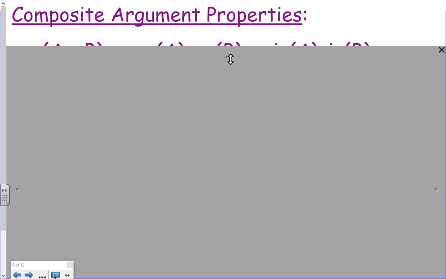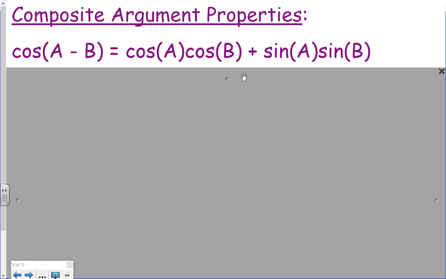All right, so let's go through our 6 composite argument properties. We saw these at the end of our notes from the previous section, and we're going to go through and prove these actually. So the first property is the cosine of the quantity a minus b is equal to the cosine of a times the cosine of b plus the sine of a times the sine of b.